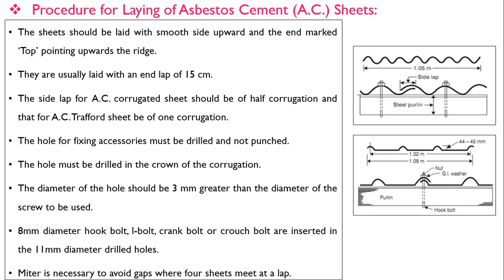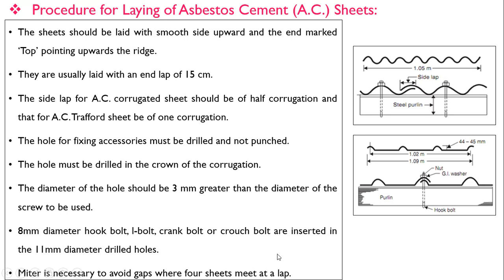Now the procedure of laying asbestos sheet. Normally a question is asked in the exam: fixing of asbestos sheet or GI sheet to the purlin. So how is it fixed? The sheet should be laid with the smooth side upward and the end marked top pointing upwards the edge. They are usually laid with an end lap of 15 cm.